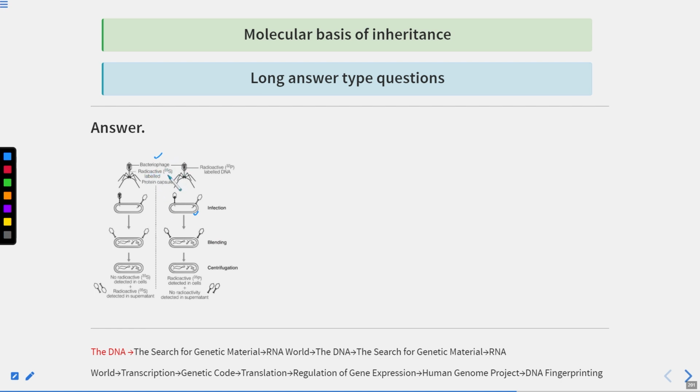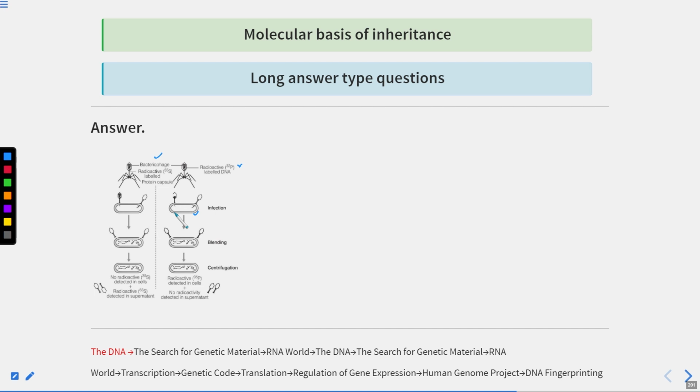First, what happened? They labeled the bacteriophage with radioactive sulfur. Okay, so here you can see radioactive sulfur labeled bacteriophage. All right. Now, in the other set of experiment, what did they do? They labeled the bacteriophage with radioactive phosphorus. So you can see here, this is the radioactive phosphorus.